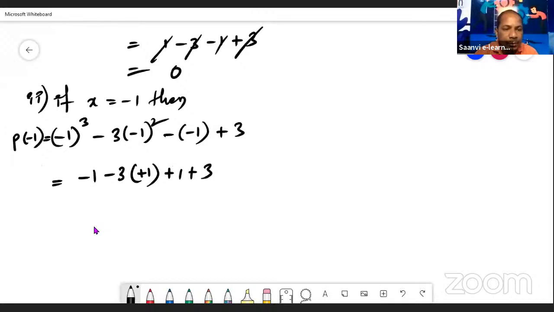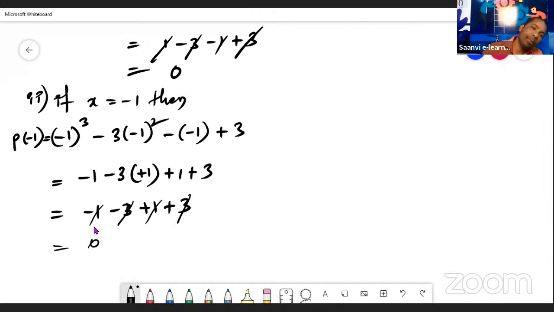Now simplify this. Minus 1, minus 3 ones are 3, plus 1 plus 3. So here also plus 3 minus 3 cancel, plus 1 minus 1 cancel. So we get 0 here also.